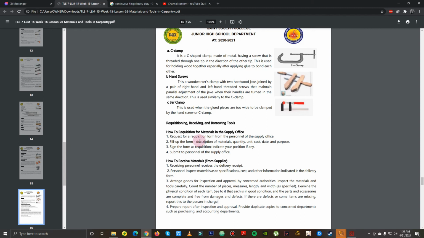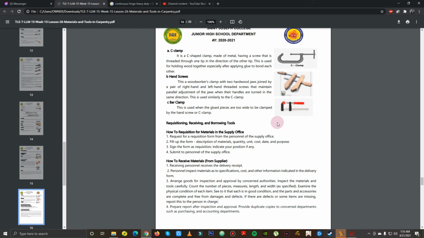We are now on how to requisition materials in the supply office. First, request a requisition form from the personnel of the supply office. This is a form where you will fill up the description of materials that you need, its quantity, unit cost, date, and purpose. Third step, sign the form as requisitioner. Indicate your position, if any, if you are the carpenter or mason. Fourth is submit to personnel of the supply office.